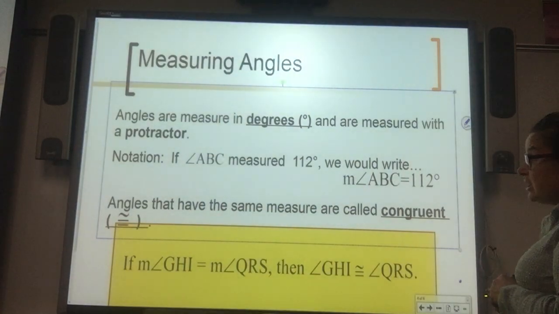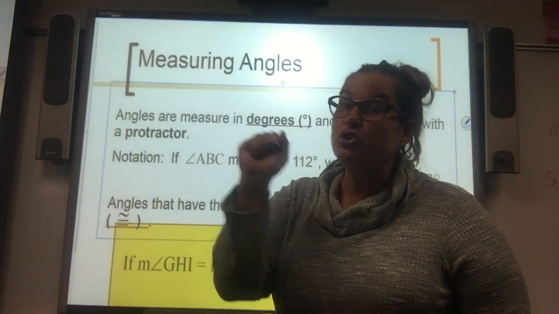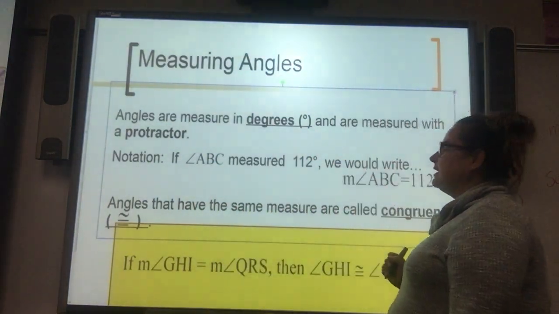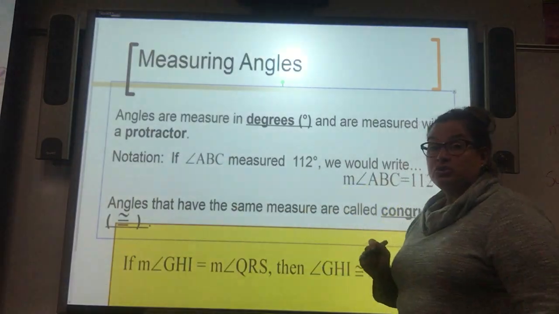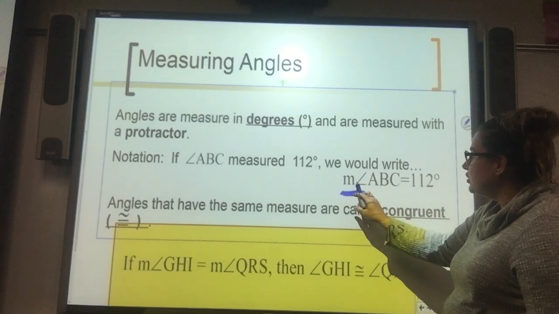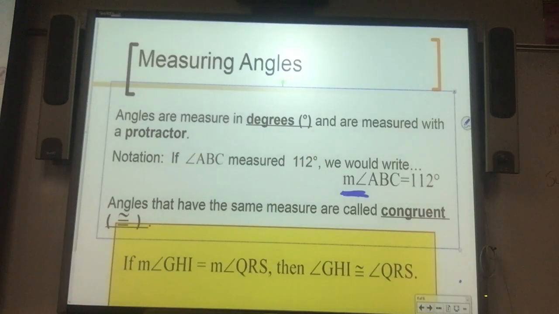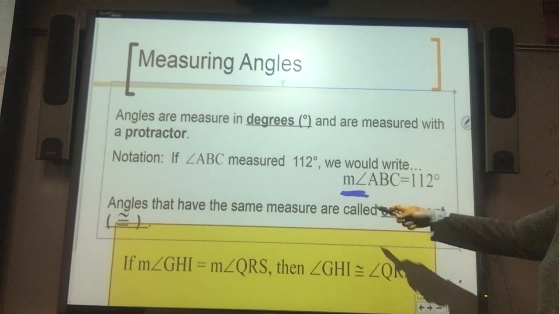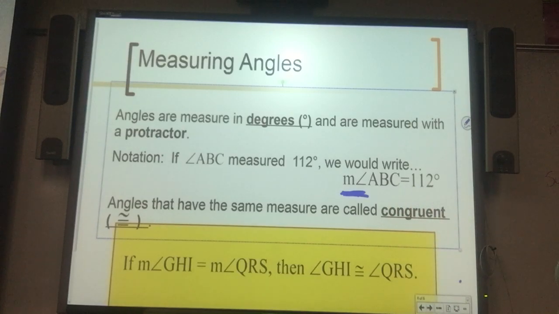The notation, again, notation is so important. I'm going to be super picky on it, so I really need you to pay attention to details. If we have an angle that measures 112 degrees, we put the M in front. The measure of angle ABC is 112 degrees. The measure of ABC is 112 degrees. Okay? If angles have the same measurement, they're called congruent.